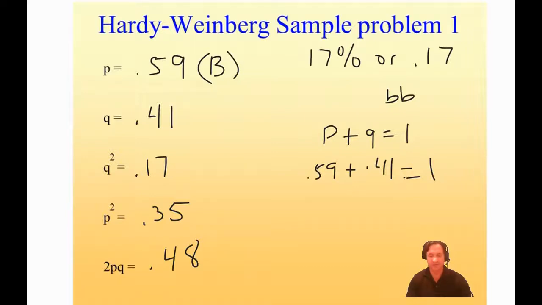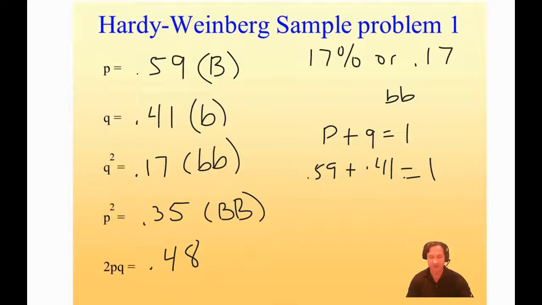The frequency of the recessive allele, little b, will be 0.41. The frequency of homozygous recessive, blue-eyed individuals, little b little b, will be 0.17. The frequency of homozygous dominant individuals, or big B big B, would be 0.35 or 35%. And 2pq, the frequency of heterozygous, would be 0.48. And those individuals would have the genotype of big B, little b.